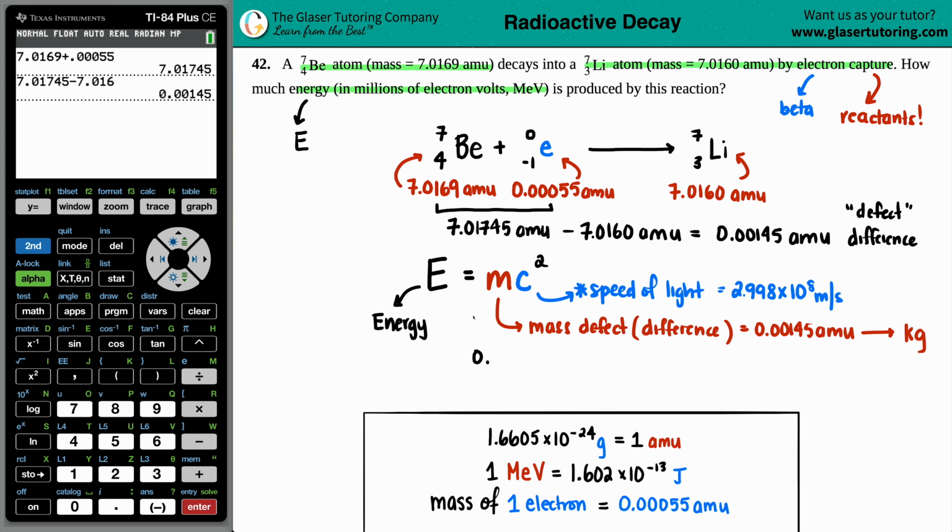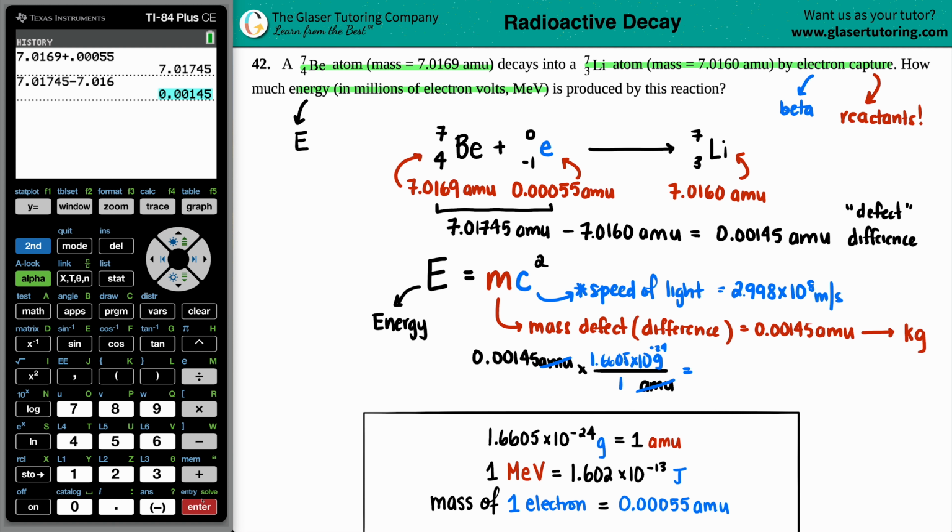So just to kind of show you, 0.00145 AMU. We don't want AMU anymore, so that unit goes on the bottom. We want grams. So the 1.6605 times 10 to the negative 24th goes on the top, and the 1 AMU goes on the bottom. And now you have grams.